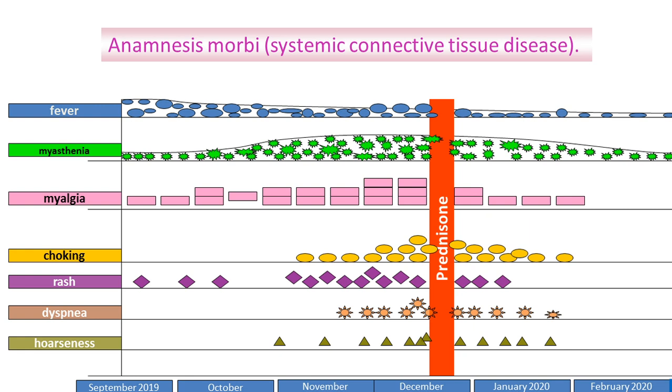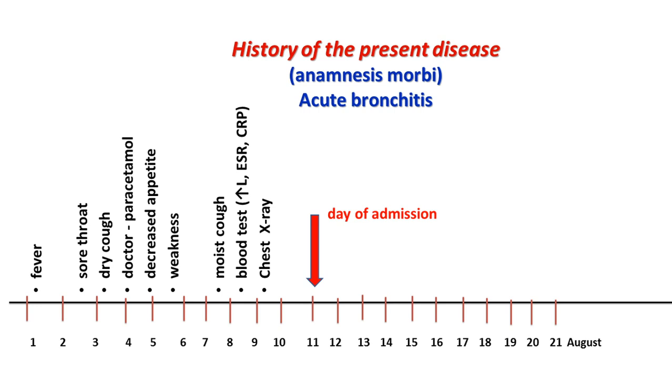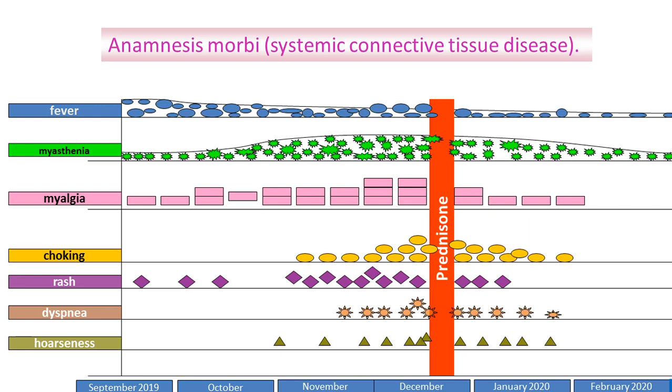Different kinds of disorders may have different duration of anamnesis morbi. Here we have a short anamnesis morbi, about 10 days, more than 1 week, and here we have a more than half a year anamnesis morbi. Here is anamnesis morbi of a systemic connective tissue disease, dermatomyositis.